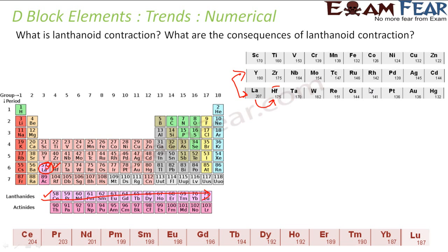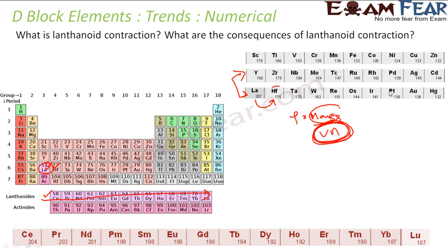Also, the high density of post-lanthanide elements, because these elements now have smaller radius. Density is what? Mass by volume. Since the radius is less, the volume is less, but the mass is increasing. So mass is more, the volume is less. So these elements have high density.